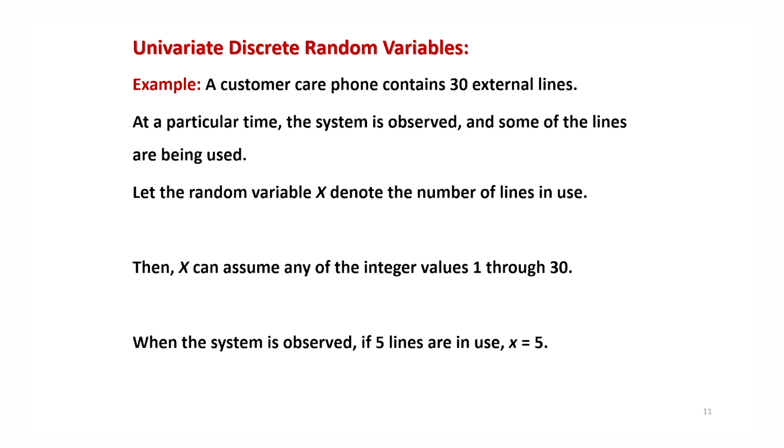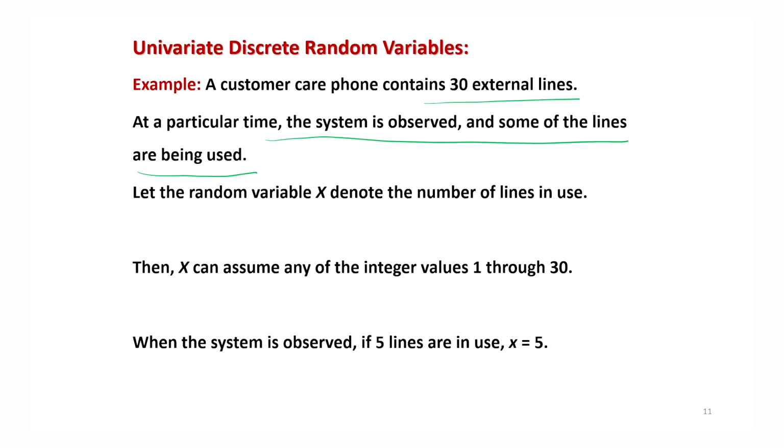Suppose there is a customer care phone which has 30 external lines. That means there are something like 30 telephone connections, and different customers are calling the customer care. So at a particular time, some of the lines will be used and others may be free. At a given point of time, suppose 5 customers are calling, then 5 of the lines will get occupied. If there are 10 customers calling, then 10 lines will be occupied. And suppose if more than 30 customers are calling at the same time, then all the 30 lines will be used and the customer will be asked to wait, right?